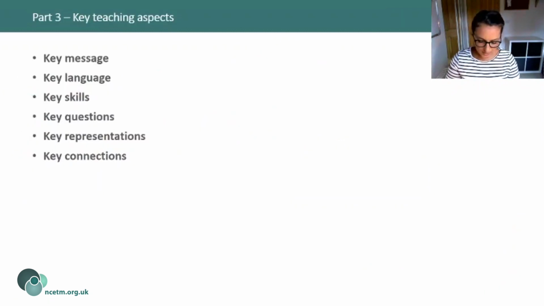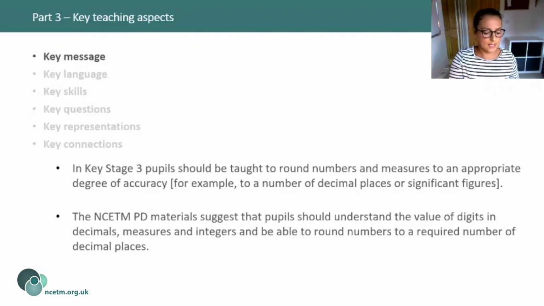Okay, so I think now we'll have a look at some of the key messages, and these come from the Key Stage 3 programme of study and also from the NCETM PD materials. So these are really around pupils having a good understanding of place value, the value of digits in numbers, and being able to round and estimate successfully using their understanding.